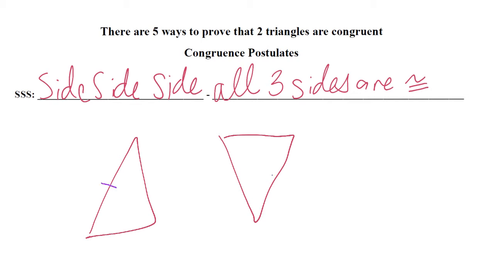So we have a set here and a set here, a set here and a set here, and a set here and a set here. So you have to have all 3 sets of sides marked, and they do have to have all the different tick marks. So because we have 3 sets of congruent sides, therefore these triangles are congruent.